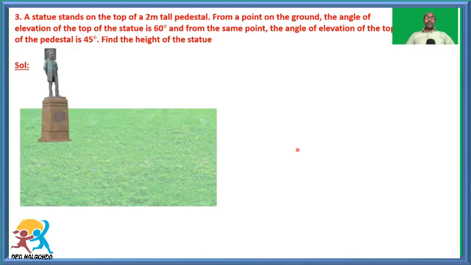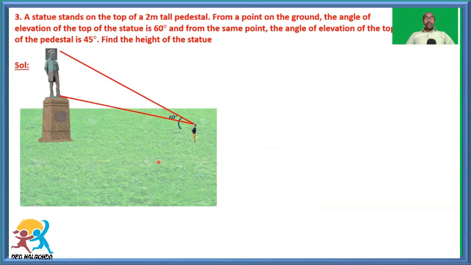So here we have a statue that stands on the top of a 2-meter tall pedestal. So this is the pedestal and this is the statue. Now an observer observed that the angle of elevation of the top of the statue is 60 degrees and the angle of elevation of the top of the pedestal is 45 degrees. And here it is asking what is the height of the statue.